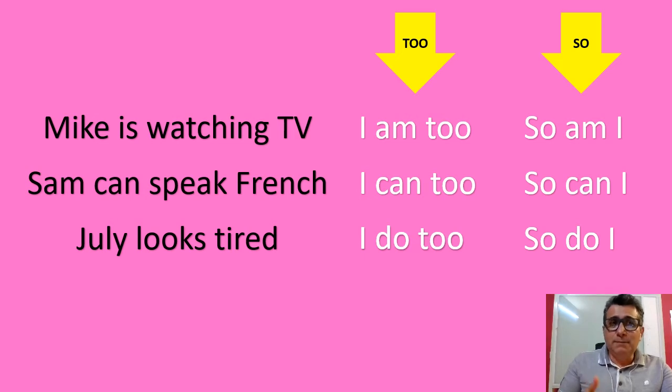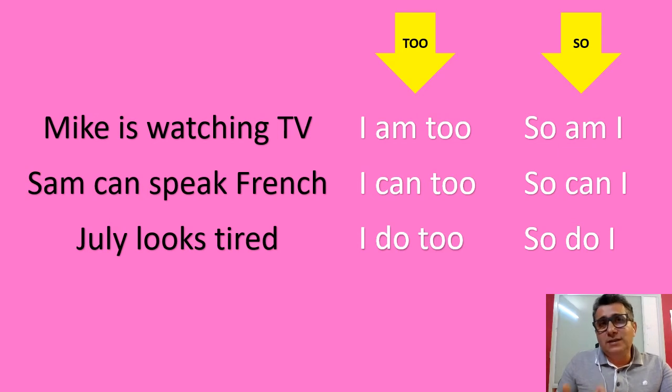In this case, Mike is watching TV. You have to use the verb to be. So am I. In the second sentence, the auxiliary verb is the verb can. Sam can speak French. So can I. I can too. It's the same auxiliary verb.